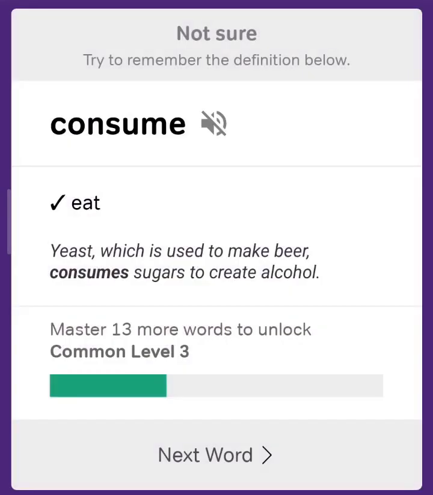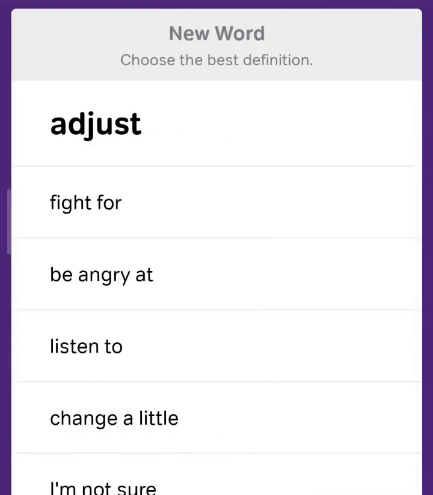Consume. Eat. Yeast, which is used to make beer, consumes sugars to create alcohol.